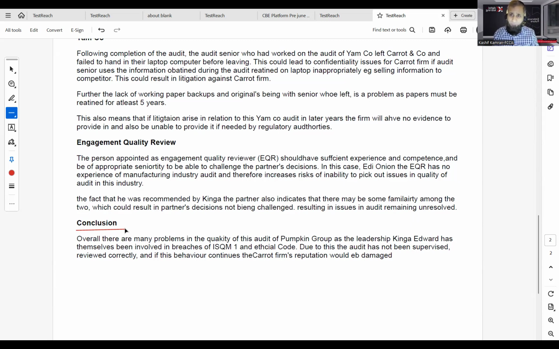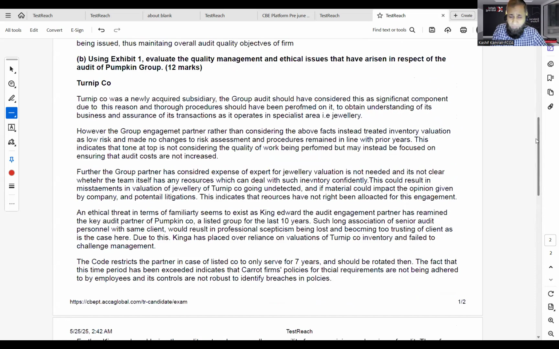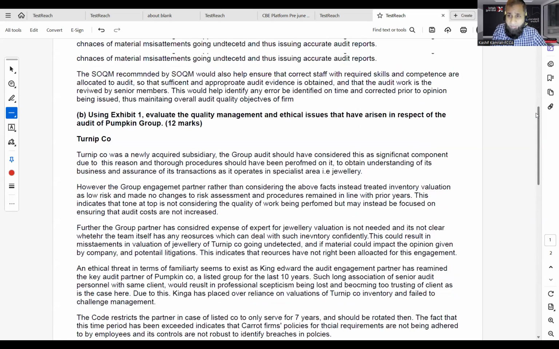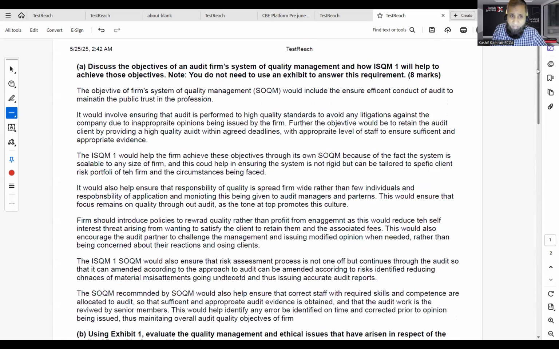Let's look at part A, the most problematic part. Now, if you look at part A, objective of the quality management system and how ISQM1 addresses that. If I look at this student answer, at least it started with the word objective. The objective of the firm's system of quality management would include to ensure an efficient conduct of an audit to maintain public interest in the profession. That's one objective.